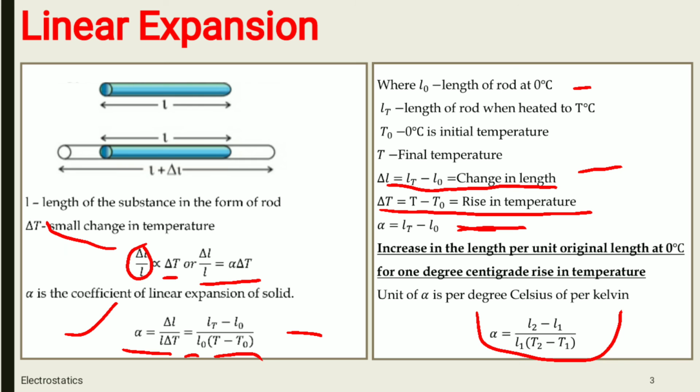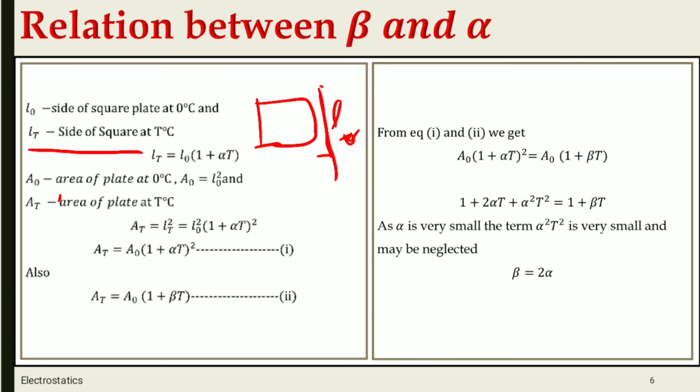Here we have written, delta L divided by L is equal to alpha into delta T, right? So this equation you can rearrange, and what you will get? LT is equal to L0 into bracket 1 plus alpha T.